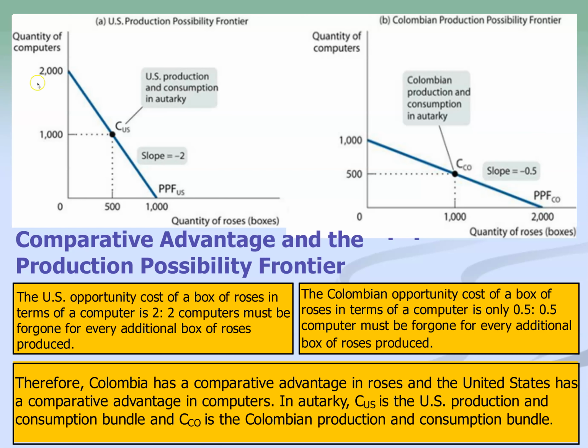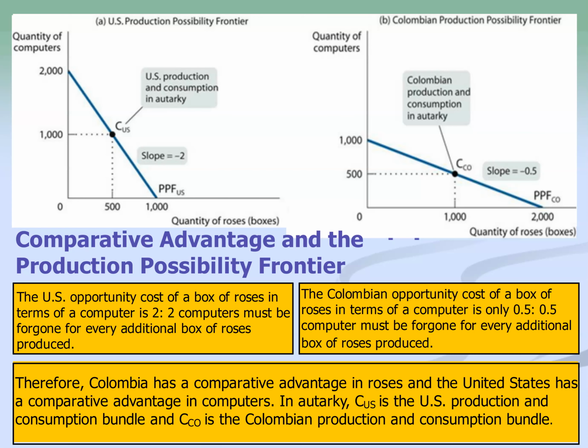For example, you can see that the slope here of -2 actually favors computers, so the United States has a comparative advantage in computers, where in Colombia, the slope of negative 0.5 actually is favoring roses. So Colombia has a comparative advantage in roses, the U.S. has a comparative advantage in computers, and so they should find gains from trade and specialize in those products in order to trade with each other.